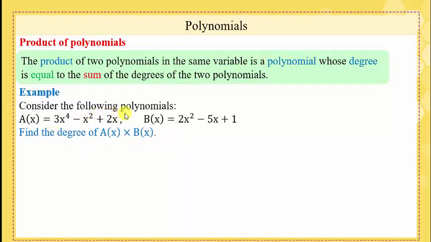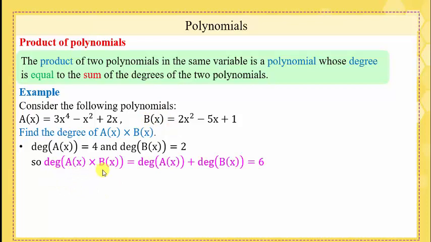Example, consider the following polynomials: A(x) equals 3x^4 - x^2 + 2x, and B(x) equals 2x^2 - 5x + 1. Find the degree of A(x) times B(x). The degree of A(x) equals 4, because it is the greatest degree between the terms of the polynomial A(x). And the degree of B(x) equals 2, since it is the greatest degree between the terms of the polynomial B(x). So, the degree of A(x) times B(x) equals the degree of A(x) plus the degree of B(x), which is equal to 4 + 2 = 6.